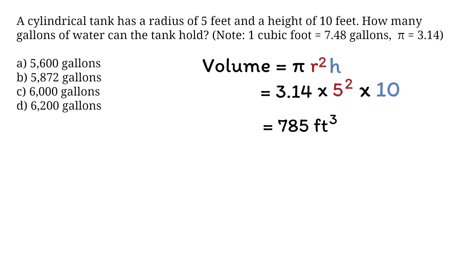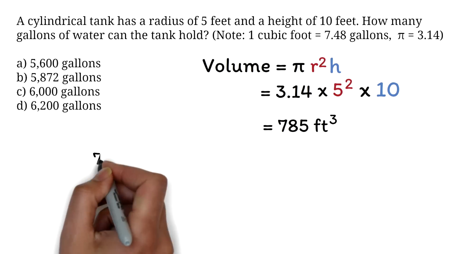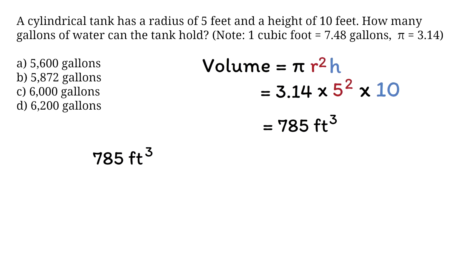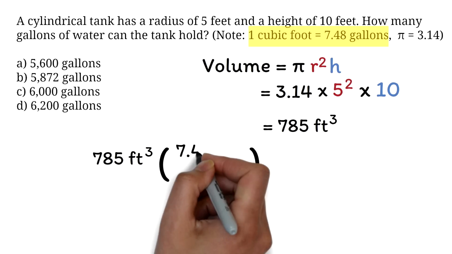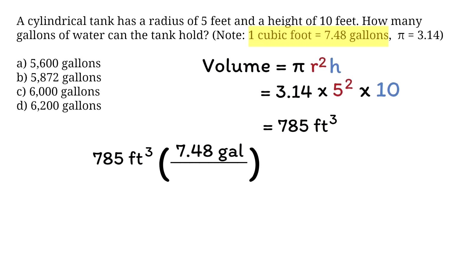We can see that our answer choices are not in cubic feet, so we have to convert it to gallons. Converting units is one of the most important things on the GED math. Let's set it up. We write the value we want to convert, in this case, the 785 cubic feet. Then we take the conversion factor. We want to write it in a way that the cubic feet will cancel out. So for this, we will write the 7.48 gallons on top, then divide it by the 1 cubic foot. Since it's dividing, the cubic feet will cancel the cubic foot.